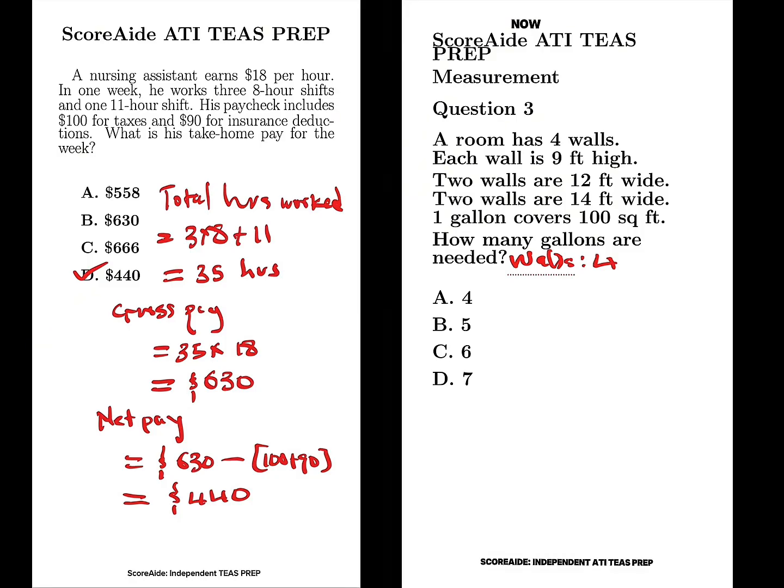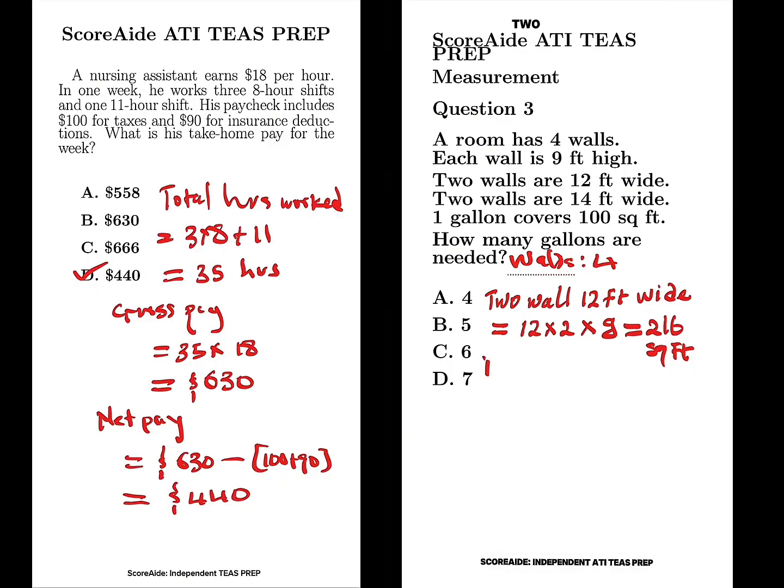So now the two walls, two walls were 12 feet wide, right? So this area is going to be 12 times 2 times the height, which is 9, right? 12 times 2 times 9. That is going to give us 216 square feet.